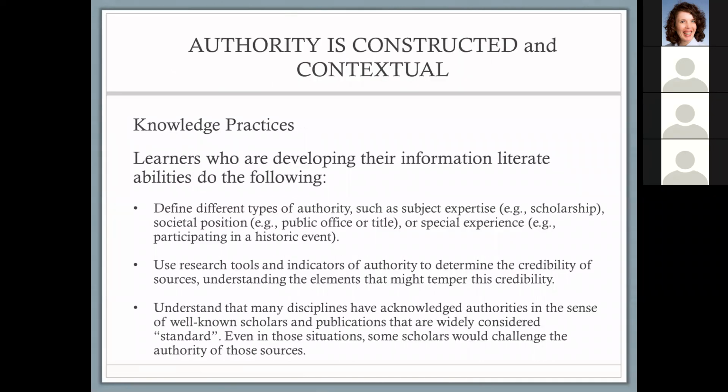So for each of these threshold concepts, we identified knowledge practices, and again, I'm giving some examples of those. The ability to understand how authority is constructed and contextual could be demonstrated by using research tools and indicators of authority to determine the credibility of sources, and understanding other elements that might temper the credibility, or understanding how disciplines already have acknowledged authorities, but that there might be some disagreement even among scholars in a field about who the standard or the best known scholars or researchers are.